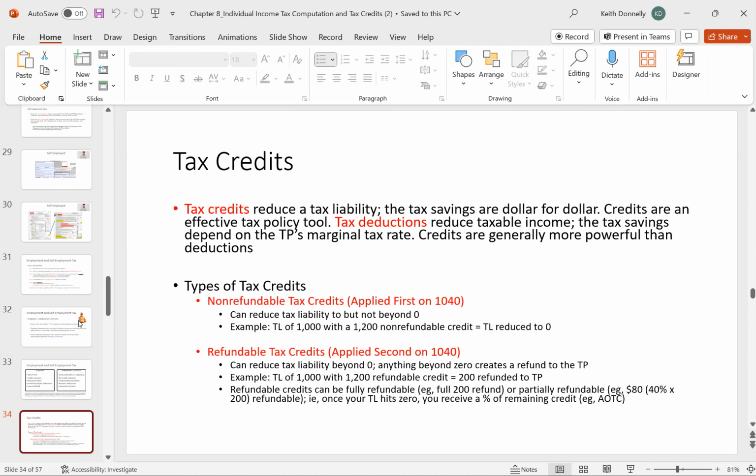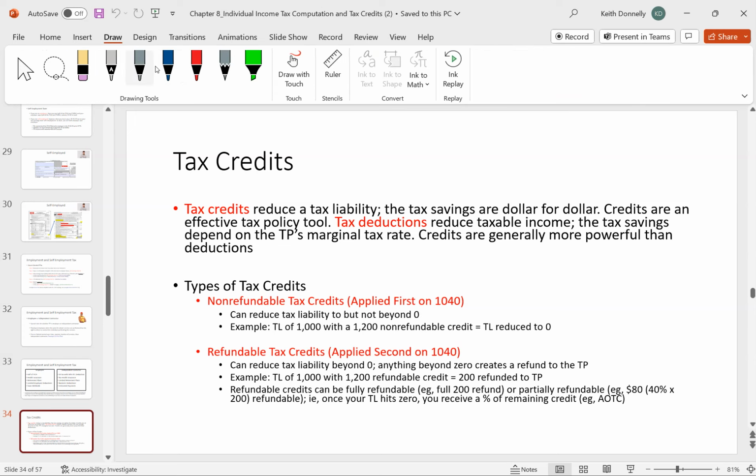All right, so we talked a little bit before about tax credits. We said that they reduce your tax liability versus tax deductions, which reduce your taxable income. Generally, credits are going to be more powerful than deductions, but it's a facts and circumstances determination.